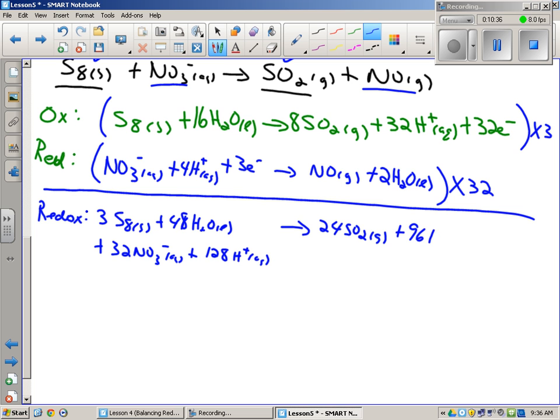96 H pluses. What else do we got here? 32 NOs and 64 waters. Okay? Left side equals right side. What I did is I just multiplied all that stuff out on the left side, multiplied it all on the right side, and now I'm going to go back and cancel some stuff out.